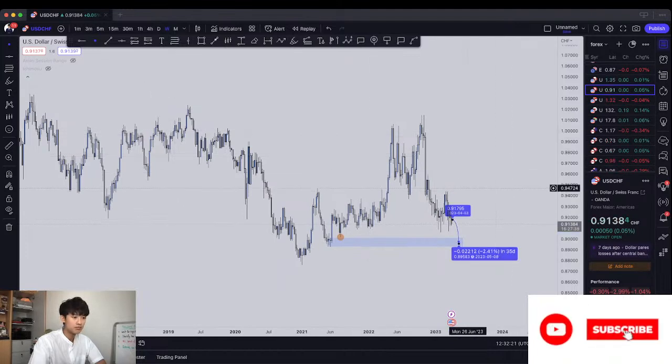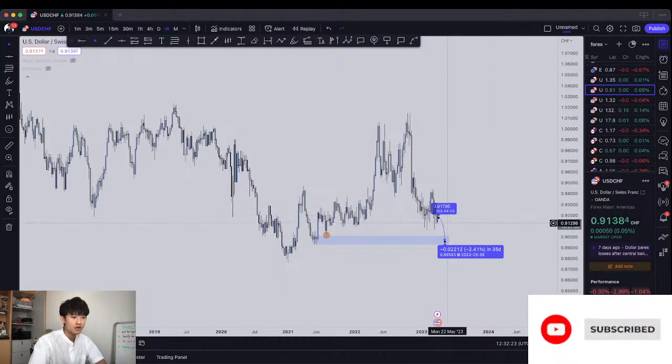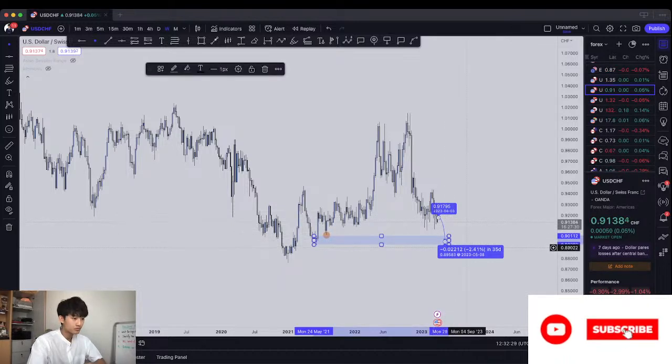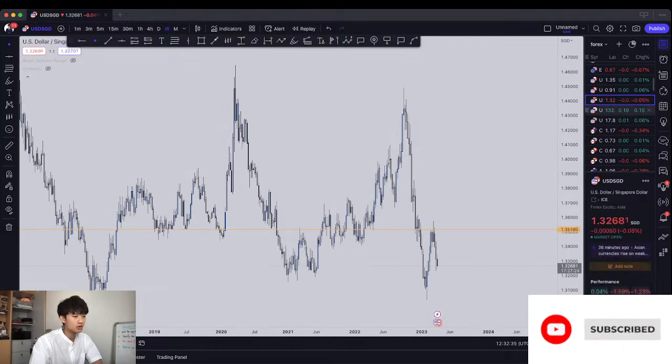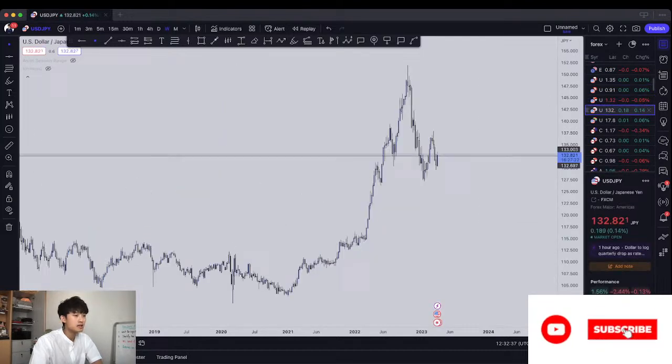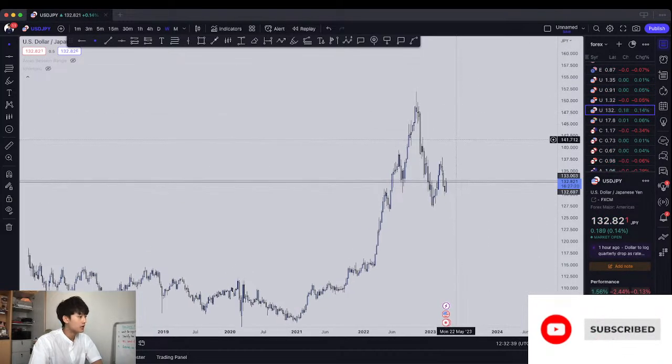Yep, so I believe price can continue coming down roughly about 100 more pips, 200 more pips. So that will be it on the chart on USD CHF. Now moving down, let's not talk about USD SGD. Let's see USD JPY. Okay, so this is a very interesting one, guys.